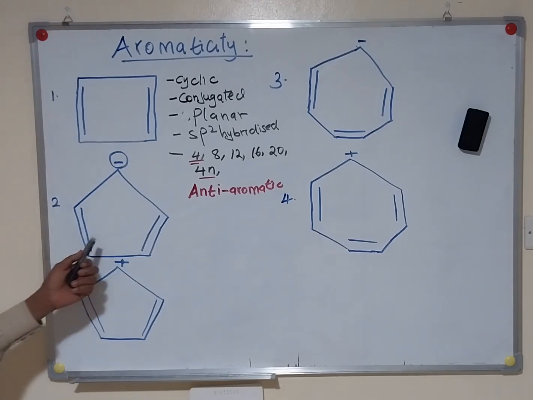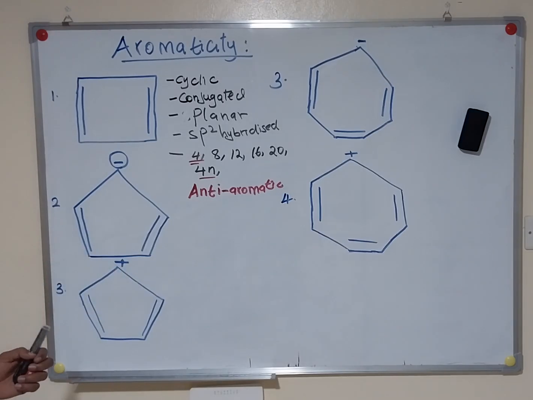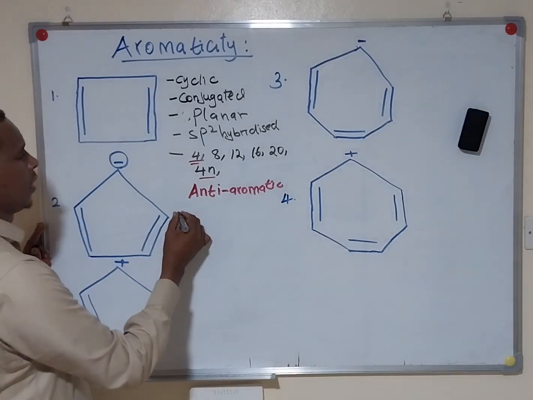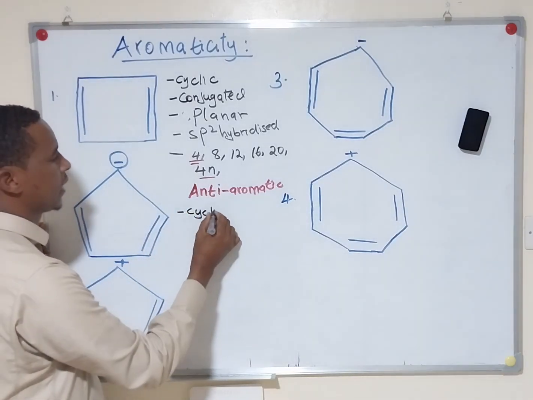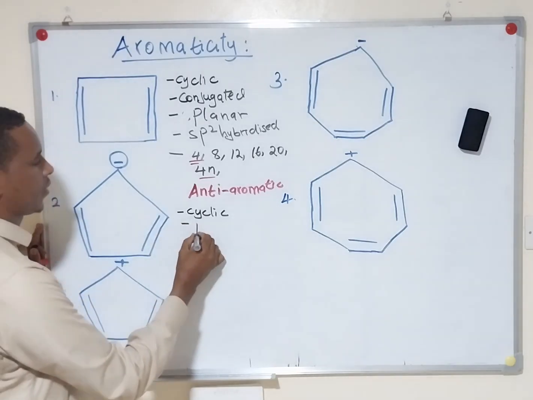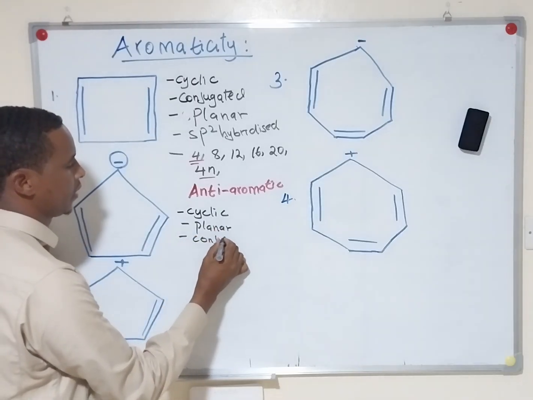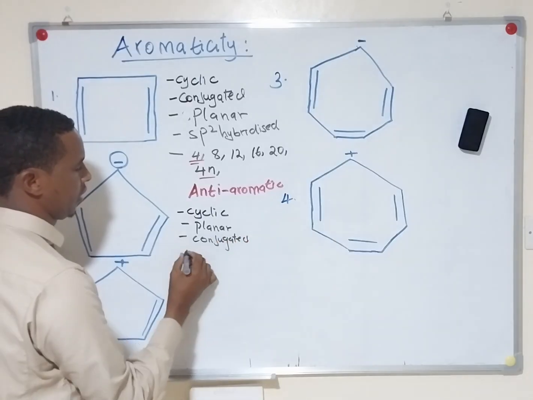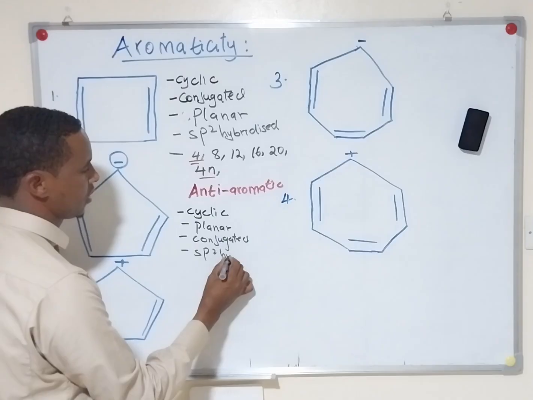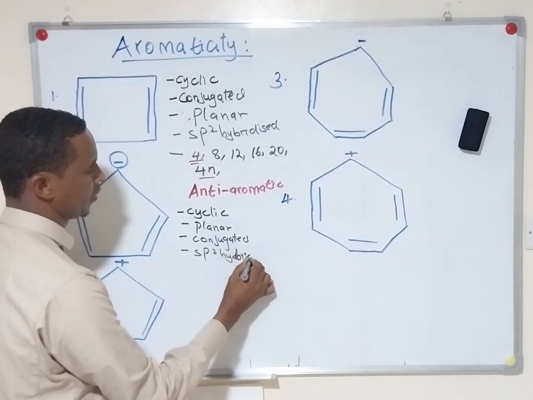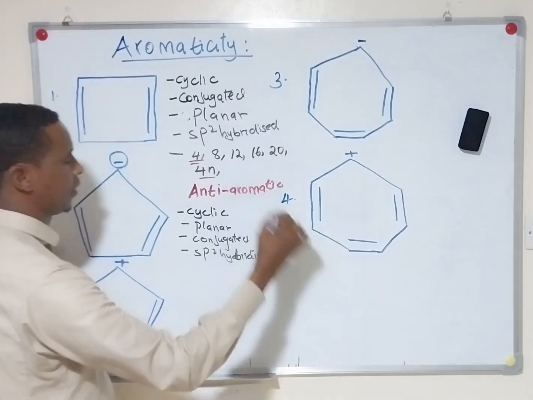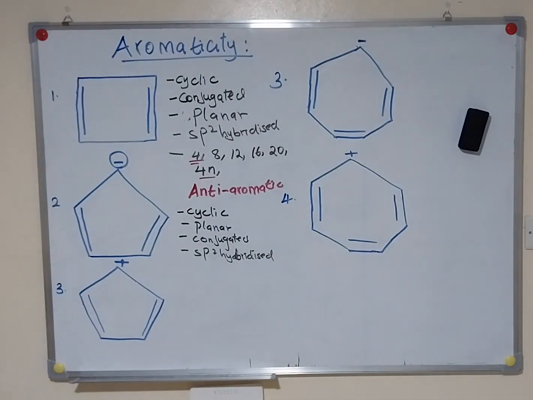Let's see our second example. We are given that structure. Let's see whether it meets the aromaticity rules. The compound is cyclic. The compound is planar. It is conjugated. It is sp2 hybridized. And which rule does it conform to?